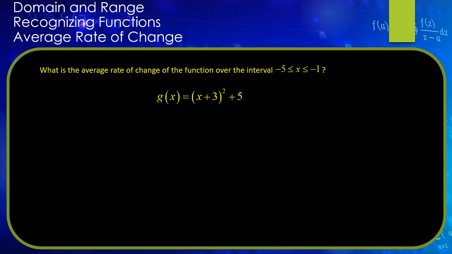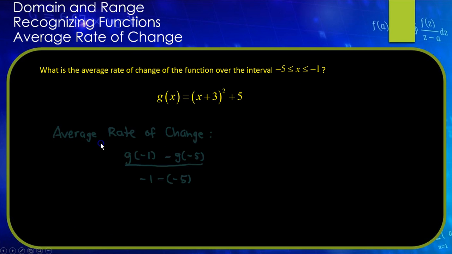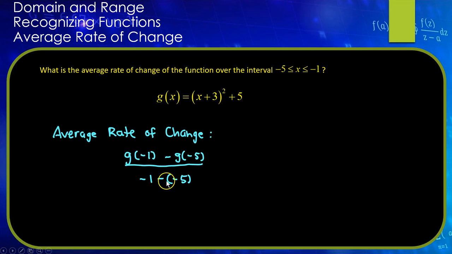The average rate of change of the function over the interval of x between negative 5 and negative 1, where the function is g of x equals (x plus 3) quantity squared plus 5. So take a moment, calculate the average rate of change, and then we'll go through it. Okay, so for this one, not like the other one we just got done doing, the x's are negative 1 and negative 5. So I'm going to subtract them on the bottom here.